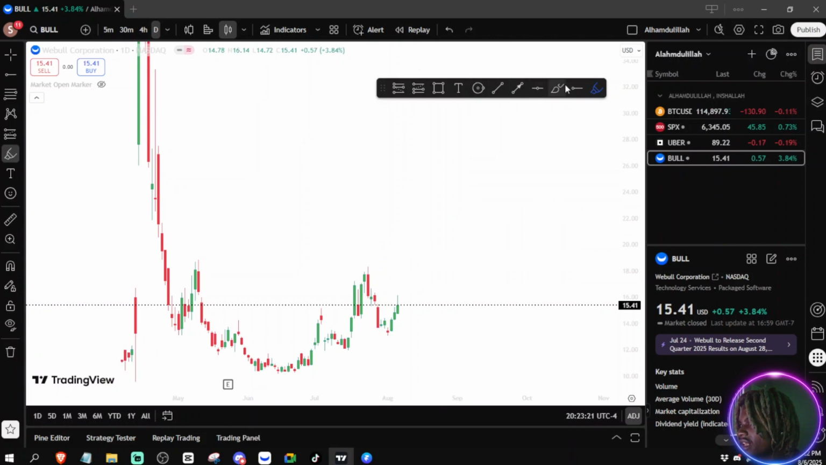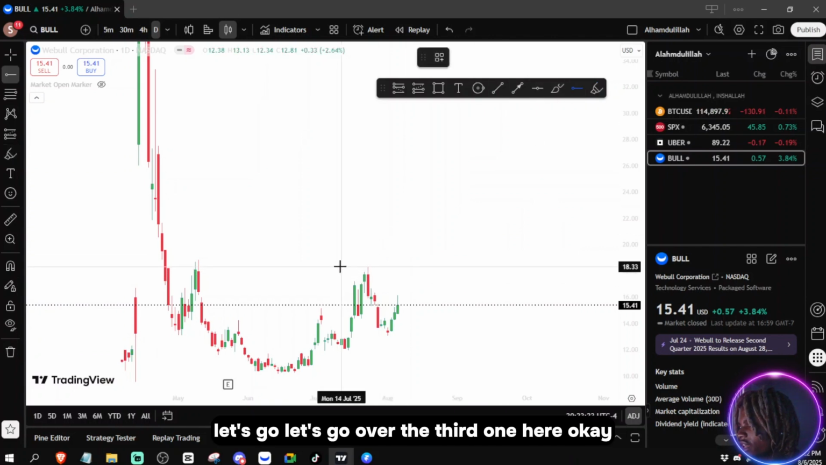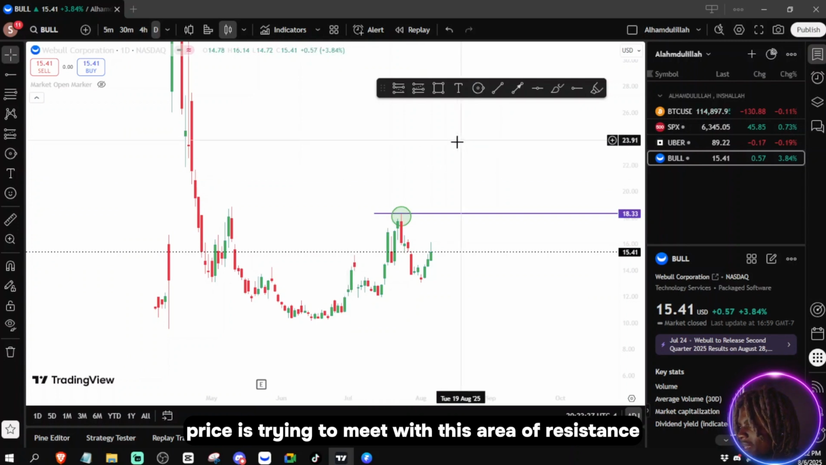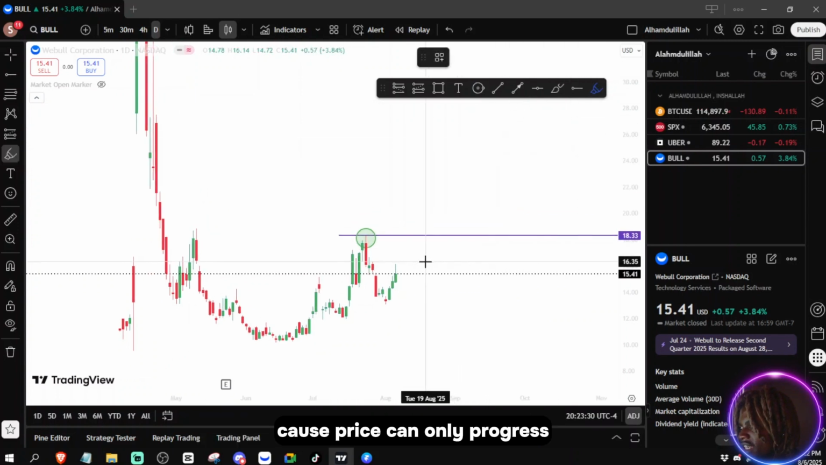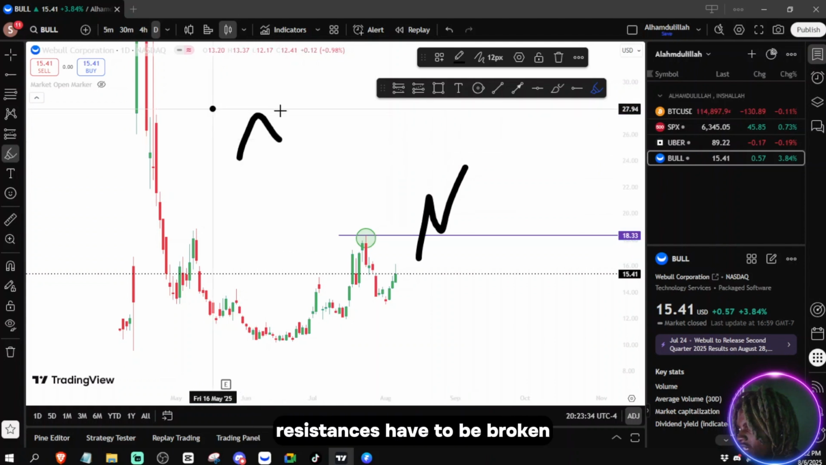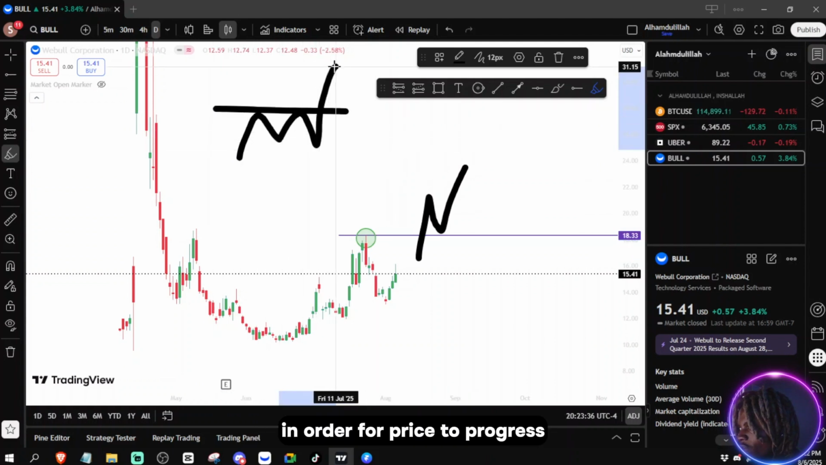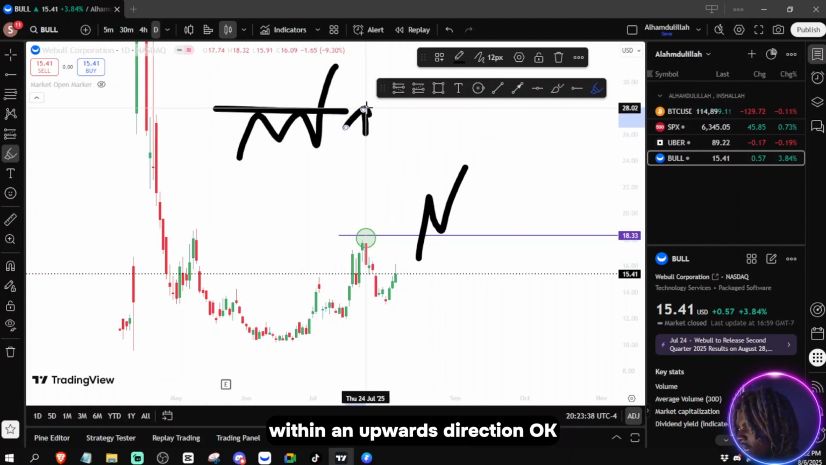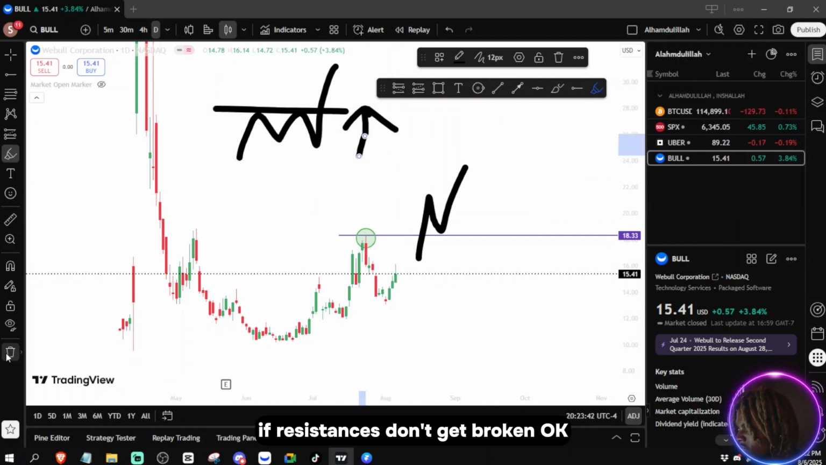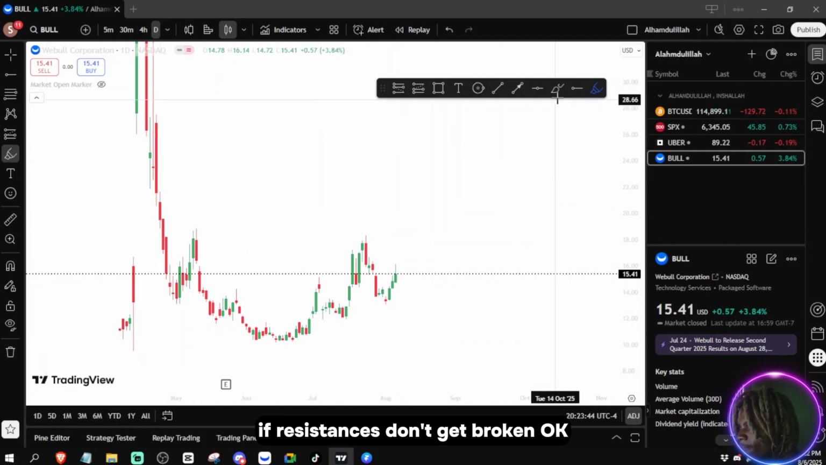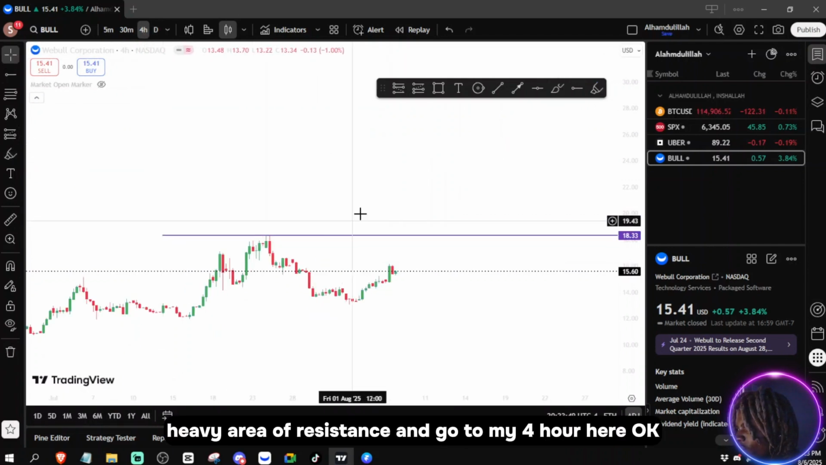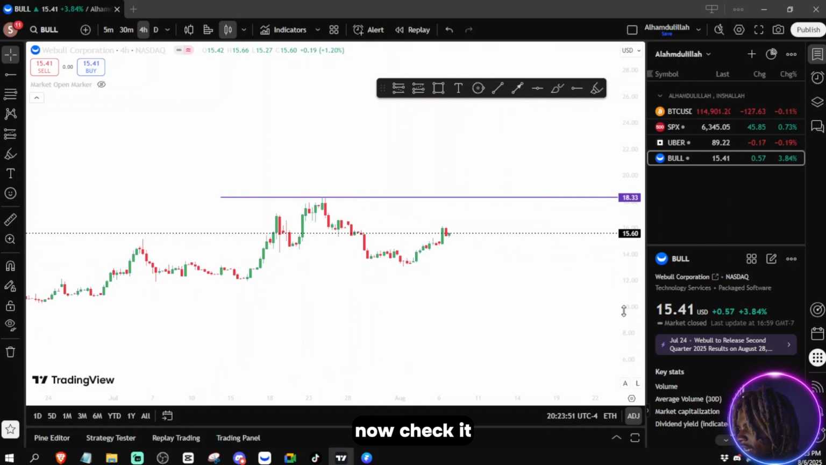Now, let's go over the third one here. So I know once again, inshallah, price is trying to meet with this area of resistance, because price can only progress if it breaks past areas of resistances. Resistances have to be broken in order for price to progress within an upwards direction. Otherwise prices cannot progress upwards if resistances don't get broken. So I'm going to go ahead and put a line on this heavy area of resistance and go to my 4-hour here.